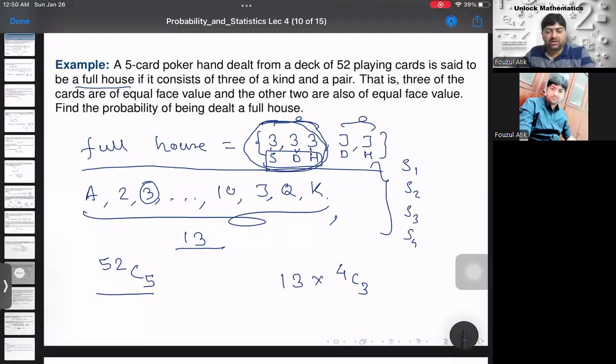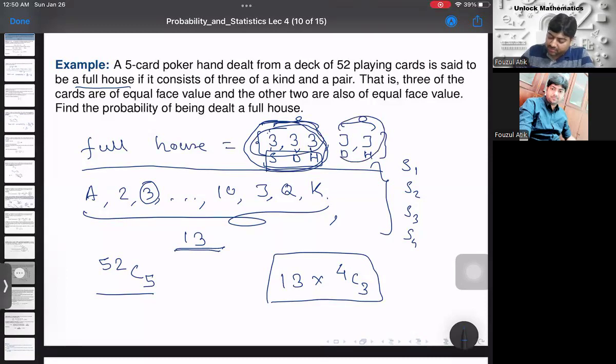So out of these 13 different cards, I have 13 choices, and it may be A, it may be 2, it may be 3, it may be 10, it may be J, it may be K, anything can happen among these 13. But I have 4 different suits, and I have to select 3 among them. How many ways can you select them? It's 4C3 ways. So these first 3 cards which are of the same face value and different suits, you can get in 13 into 4C3 ways.